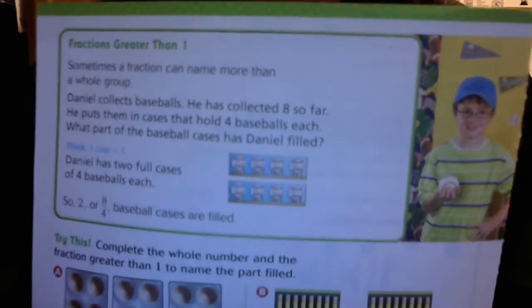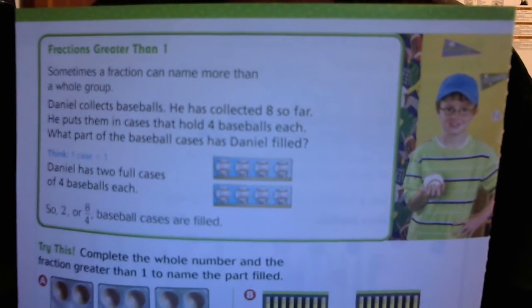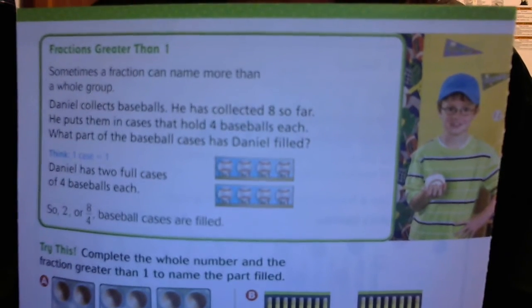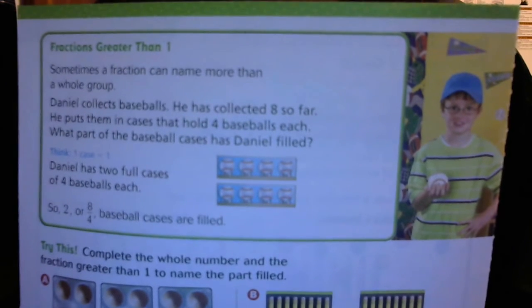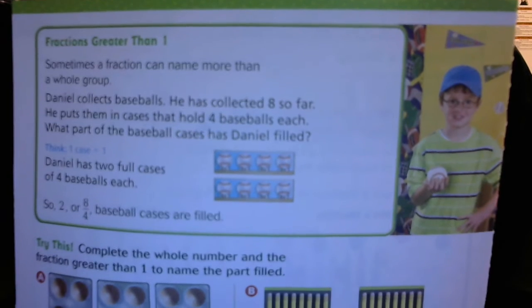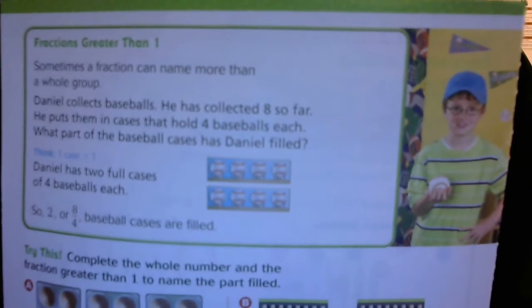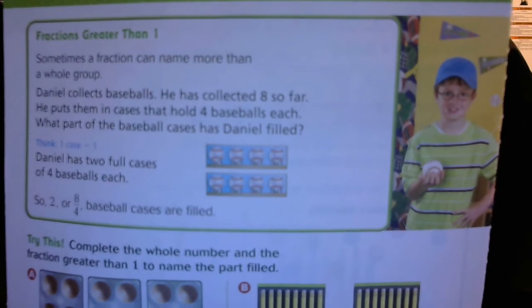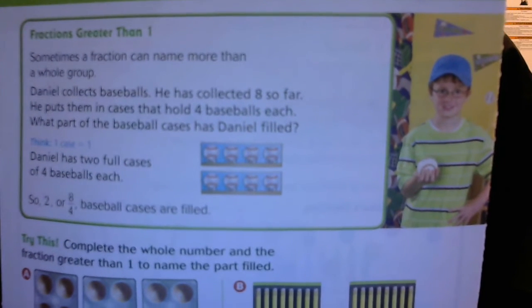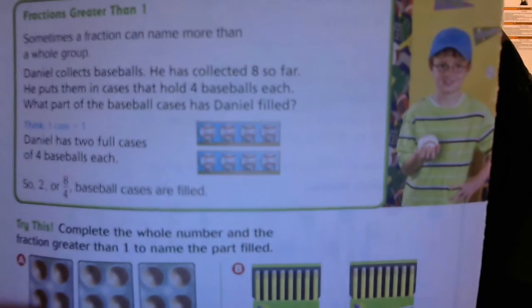Now, if you look at the top of our paper, fractions greater than 1. Sometimes a fraction can name more than a whole group. Daniel collects baseballs. He has collected 8 so far. He puts them in cases that hold 4 baseballs each. What part of the baseball cases has Daniel filled?